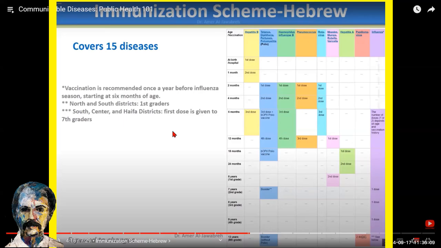So look, in the north and south districts, they give it to first graders, grade 1 in school. South, Central, and Haifa, the first dose is given at 7th grade. Differences because they know who the people are, maybe depending on the ethnicity, who knows, okay?